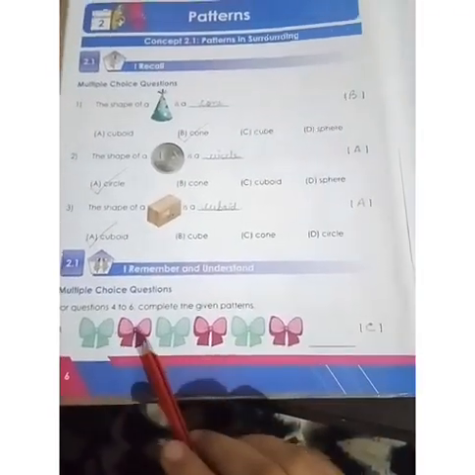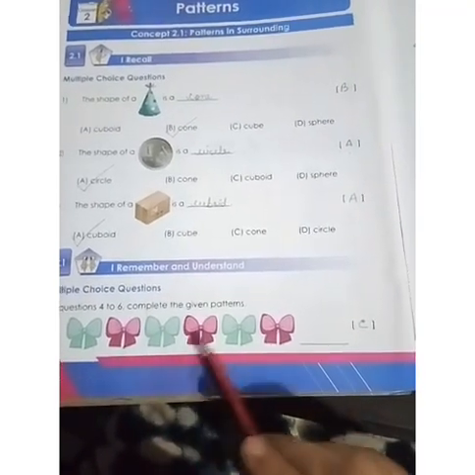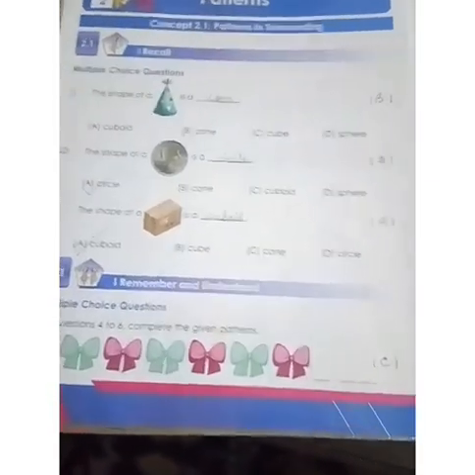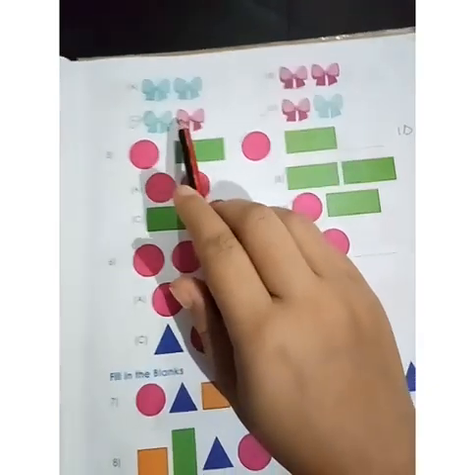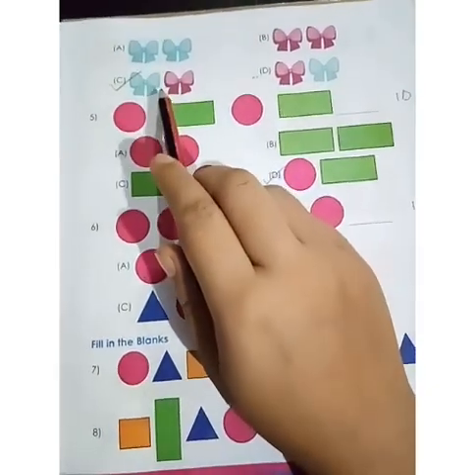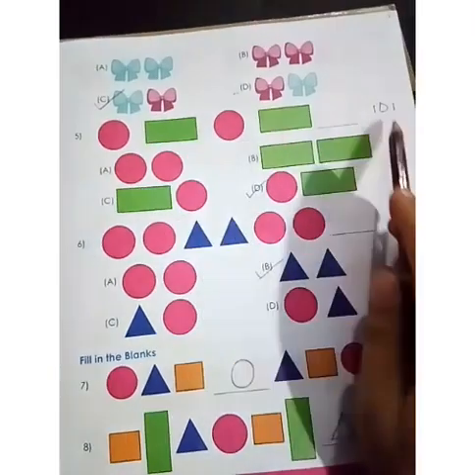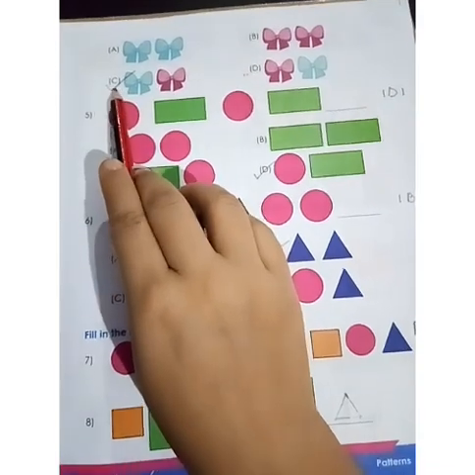There are ribbons given here. One is blue, then pink, blue, pink, and blue and pink. Now we have to complete the pattern. To complete the pattern, four options are given here. It is not necessary to draw them. Sometimes the pictures may be a little difficult, so you can do one thing: you can write in the bracket and give a tick mark. The correct answer will be C.